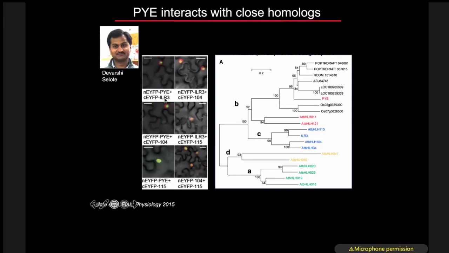So you basically transiently transform the epidermal cells with a protein that's tagged with the N terminus of a fluorescent tag, and the C terminus is tagged to another protein. And if these two proteins interact, we see a green signal. And you can see this green signal is appearing in the nucleus. This tells us that Popeye interacts with its homologs in the nucleus. And this work was done by a former postdoc in the lab, Devarshay Sagoti.